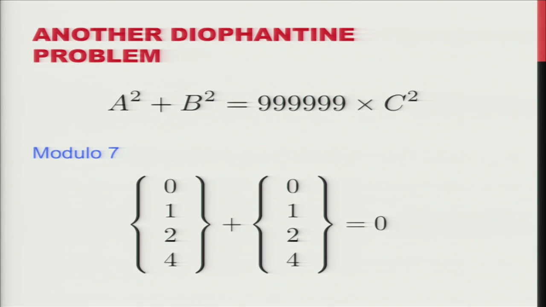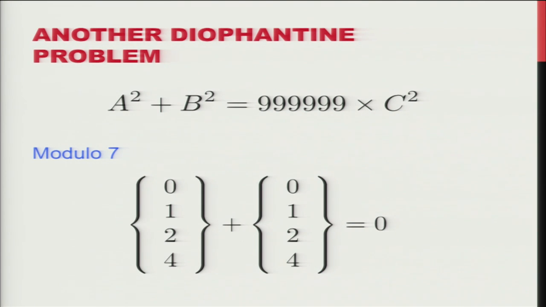999,999. And now I had on my previous slide a list of all the squares modulo 7. They were 0, 1, 2, and 4. So I have an equation: 0, 1, 2, or 4, plus another number of the same form, is 0 modulo 7, that is, divisible by 7. And I can run through the 16 possibilities in no time at all, and only one of them gives 0. If both a and b are 0 modulo 7, then a squared plus b squared is 0 modulo 7. So I've proved that if there is a solution, 7 must divide a, and 7 must divide b.